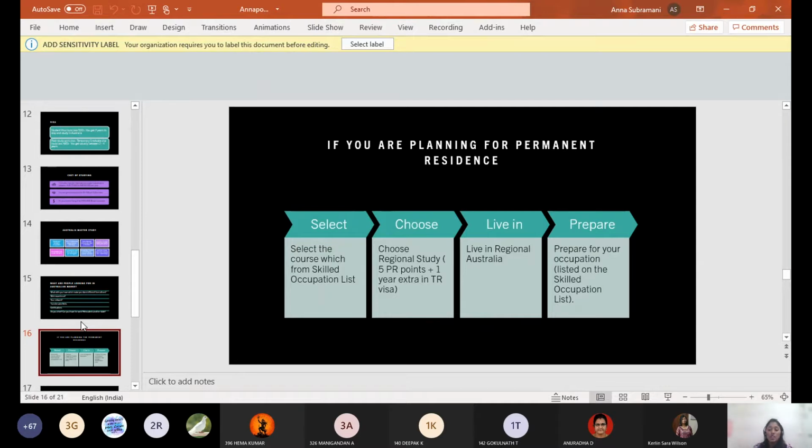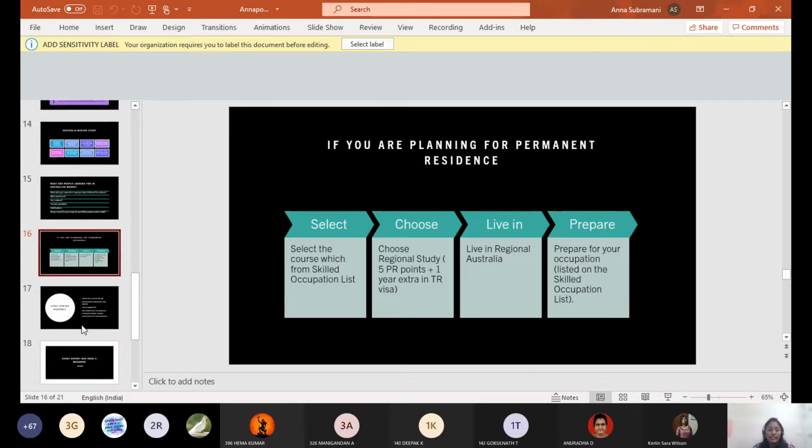Similarly, finding a job in the skilled occupation list. Doing a course and working in the same field in the skilled occupation list gives you a higher chance when you apply for your permanent residency. So this applies only to the people who want to settle in Australia. But if you're looking forward to moving and settling in Australia, then make sure you start right from the first point.